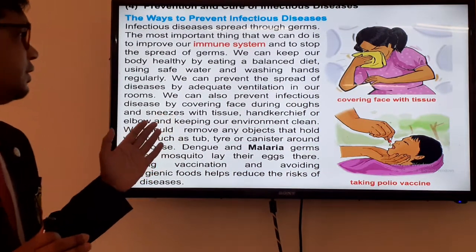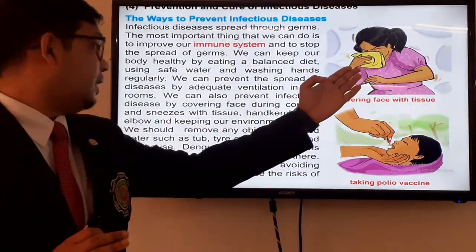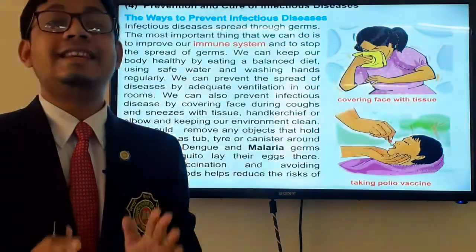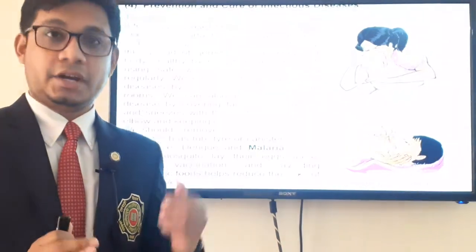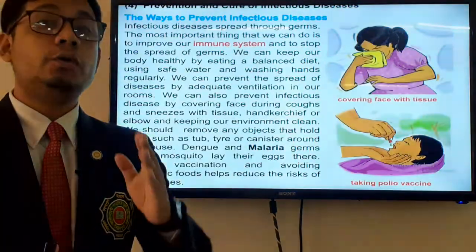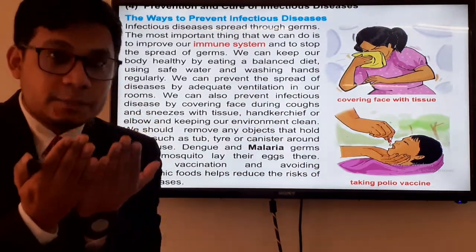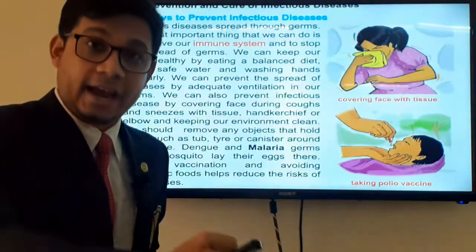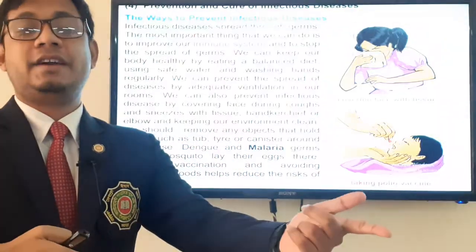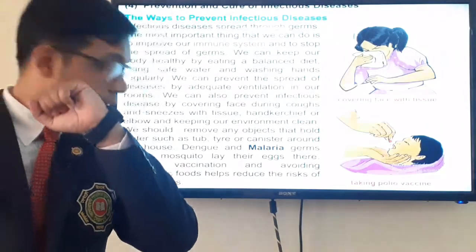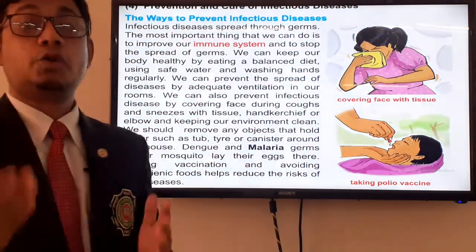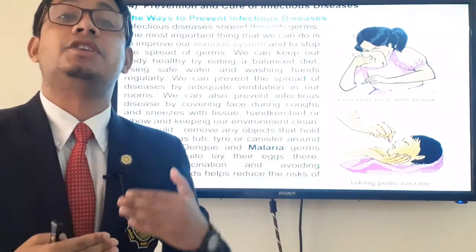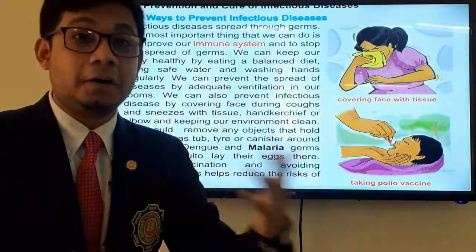We can also prevent infectious disease by covering our face during coughs and sneezes. We should maintain proper sneezing and coughing etiquette. We should use handkerchiefs or tissues, or use the elbow instead of the hand. If we sneeze into our hand, the germs will be on it, and if I shake hands with someone, that person will be affected by the germs. So I should use my elbow instead of my hands, so that it lessens the risk of disease, virus, or germ transmission.